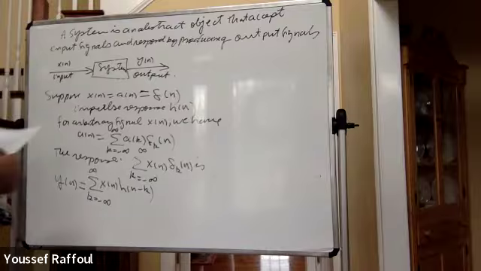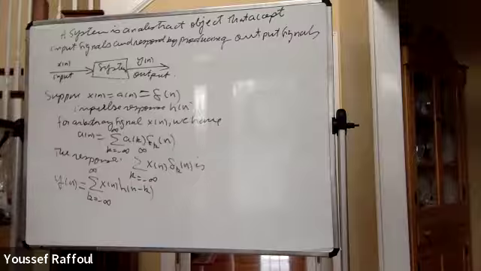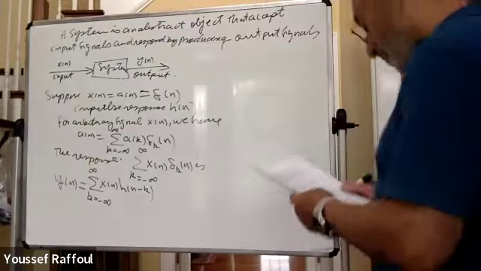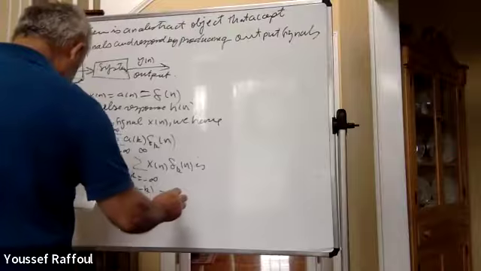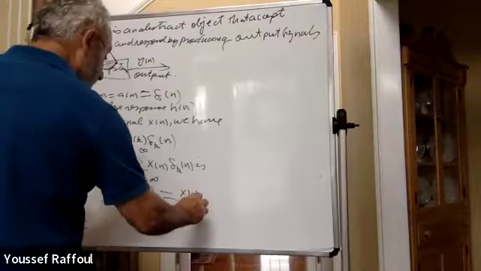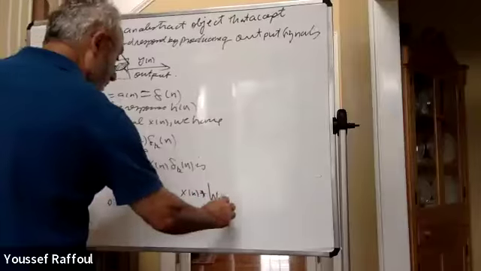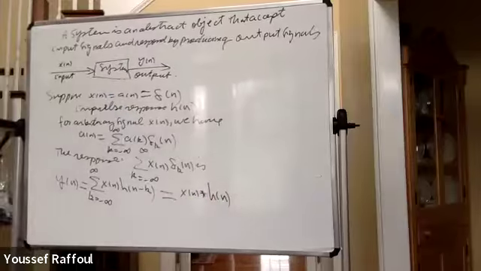All right. So this is the two-sided convolution. And this one is x(n) star h(n), two-sided convolution. Okay?